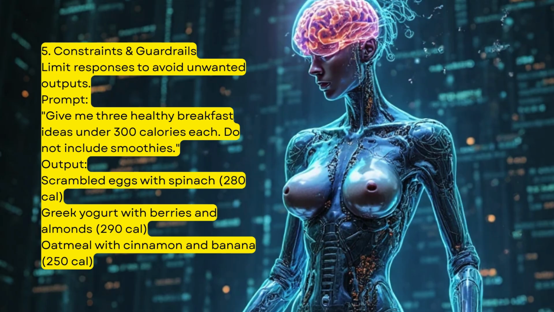5. Constraints and guardrails. Limit responses to avoid unwanted outputs. Prompt: Give me 3 healthy breakfast ideas under 300 calories each. Do not include smoothies. Output: Scrambled eggs with spinach, 280 calories. Greek yogurt with berries and almonds, 290 calories. Oatmeal with cinnamon and banana, 250 calories.